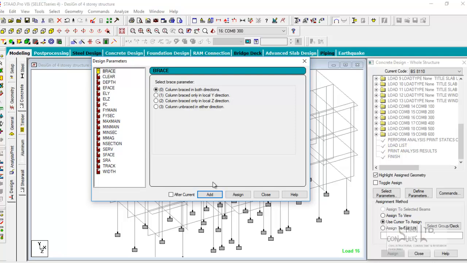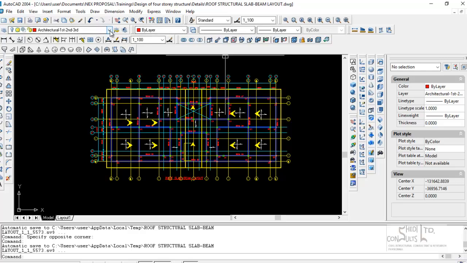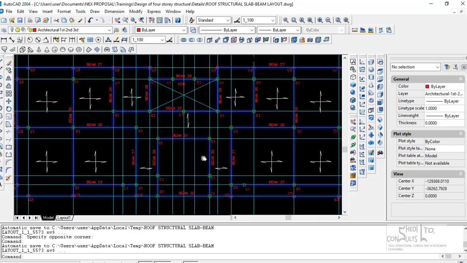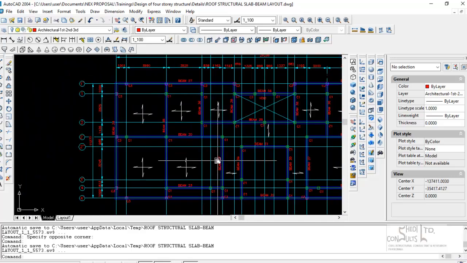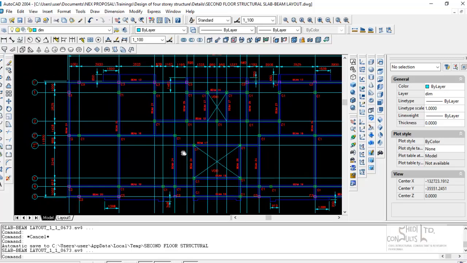So the first one is asking us, okay, select brace member. What does this mean? This is asking you on your structure. Now look at your structure. What STAAD wants you to do is to select the columns that are braced in either one direction or in two directions or are completely unbraced. How do you know? Simple. On each floor you have the architectural drawing.